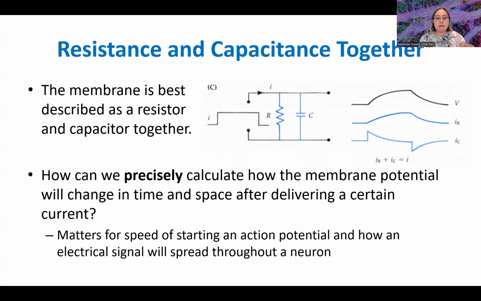So, how can we precisely calculate how the membrane potential will change both in time, like after you apply it, if you wait a certain amount of time, and also in space, if you inject it in a certain location, what would the voltage be like over here, a certain distance away, after delivering a certain current? And these questions matter. It matters for the speed of starting an action potential. So I open up some ion channels. How fast is the neuron going to be able to respond? And also how it will spread throughout a neuron, especially up and down a dendrite or an axon, to cause things to happen in other parts of the cell.